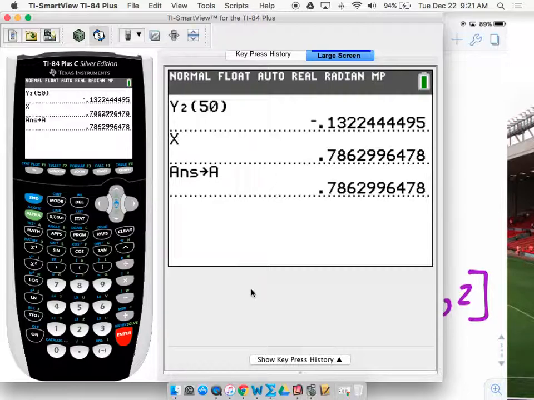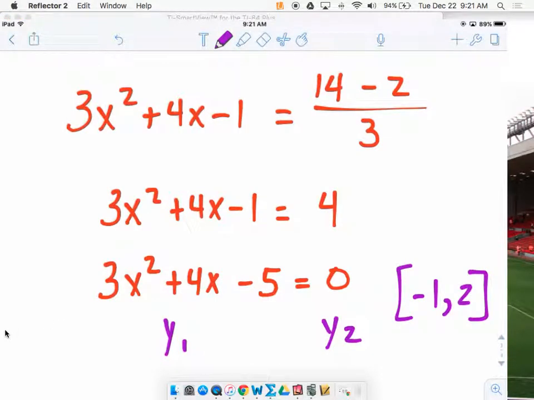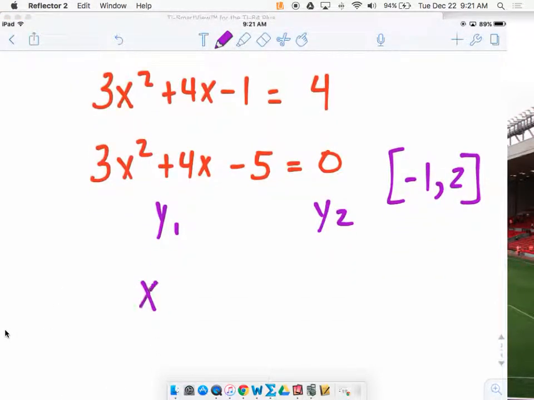So how you would write it on your paper now: we figured out that X is equal to 0.786. Call that letter A. Then, if this was a free response question, your reader now knows that you are going to label this as letter A.